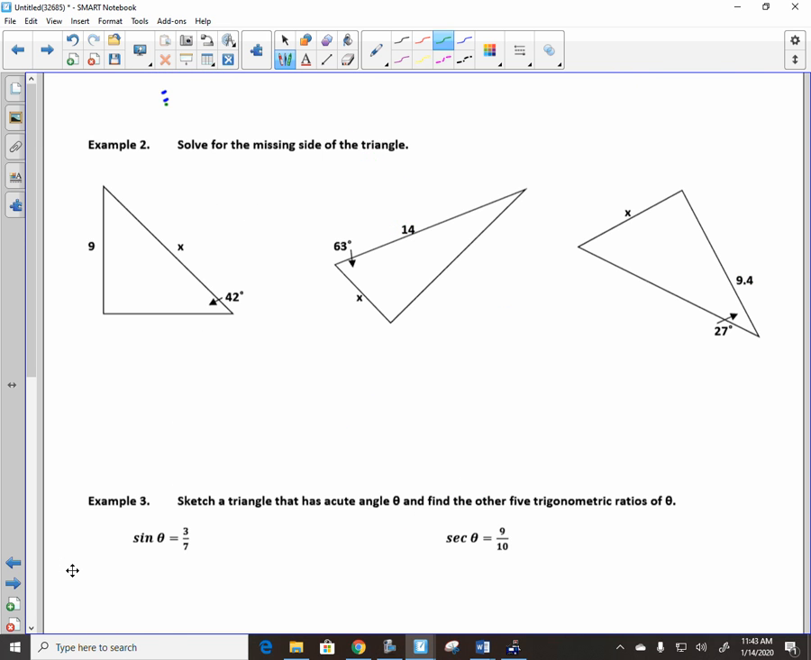Okay, we're going to roll through these 3, then we're going to look at your assignment. Again, this is a 2-day lesson, so we're going to spend some time tomorrow looking at this. We want to be able to now use sine, cosine, and tangent to be able to find missing sides.